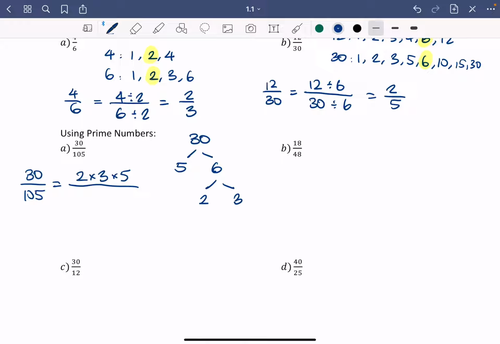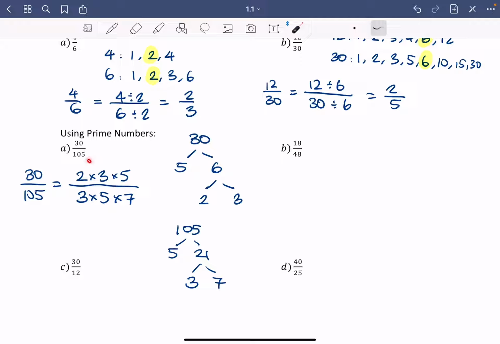Okay, and let's try 105. If you factor it, we can divide it by 5. If we divide 105 by 5, then we get 21. And if we divide 21 by 3, then we get 7. Okay, so 21 is equal to 3 times 7. We know that. Now let's write that down. So 105 is equal to 3 times 5 times 7.